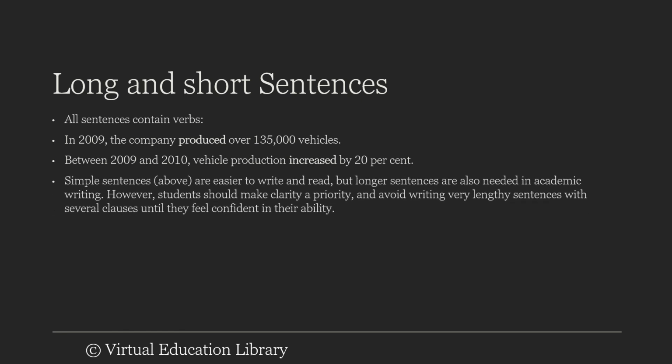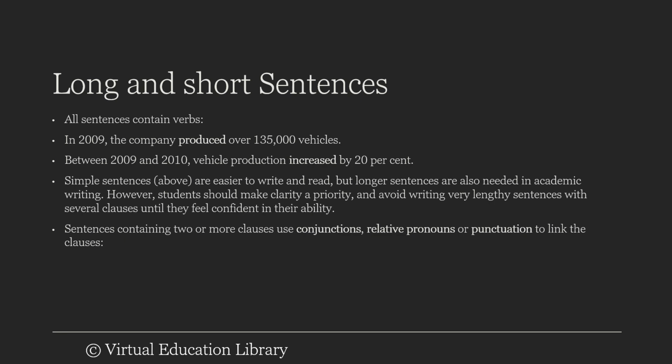Simple sentences above are easier to write and read, but longer sentences are also needed in academic writing. However, students should make clarity a priority and avoid writing very lengthy sentences with several clauses until they feel confident in their ability. If you write only simple sentences, your readers will get bored easily. You should mix both types of sentences, simple and longer, but clarity should be your priority, and you should avoid lengthy sentences because they are hard to read and understand.